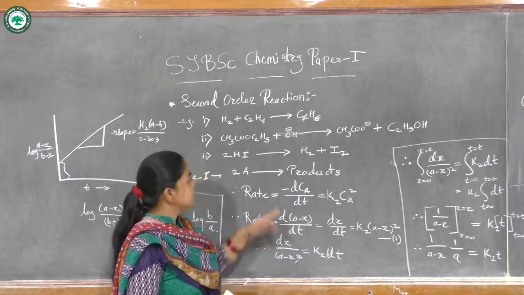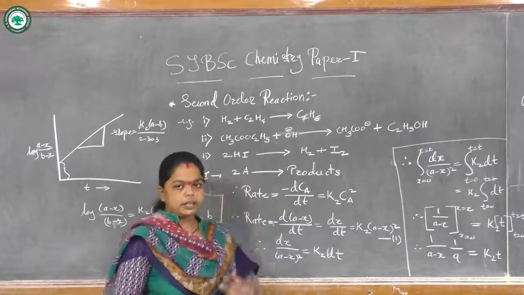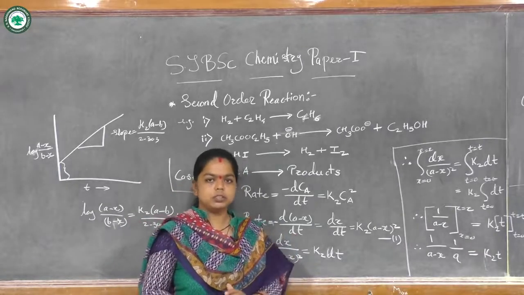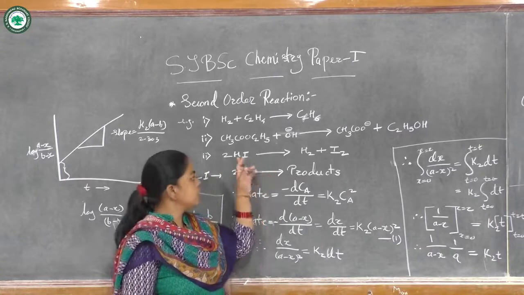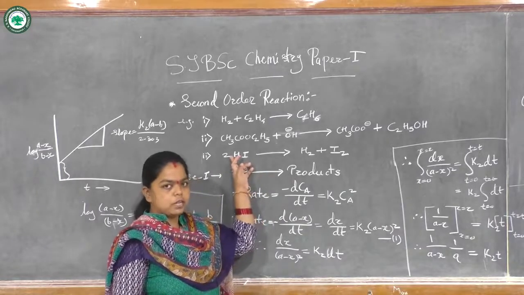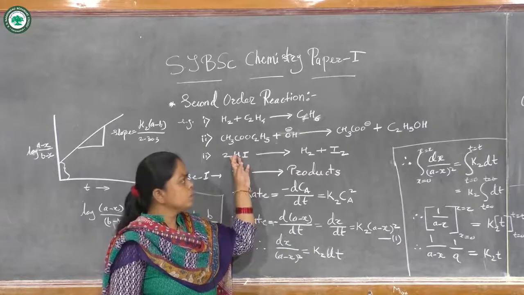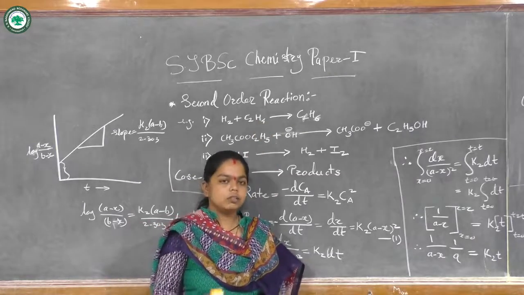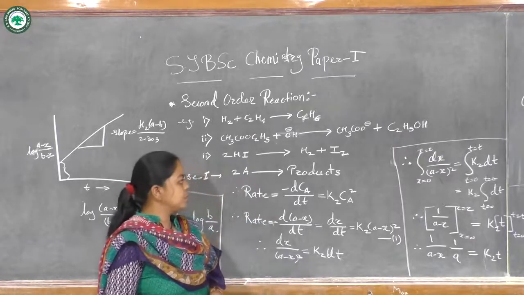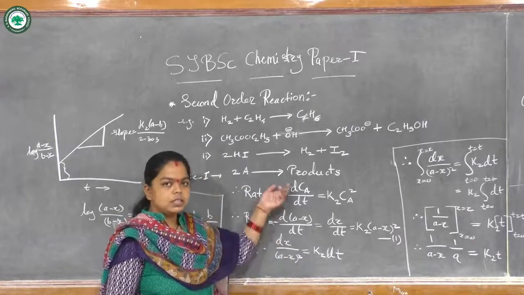So these three are examples of the second order reaction. As we can see here, the exponent in the rate equation is 2 because the stoichiometric coefficient is 2. So this is an experimentally determined second order reaction. Now let us consider the mathematical expression. For this we have to consider the general reaction.